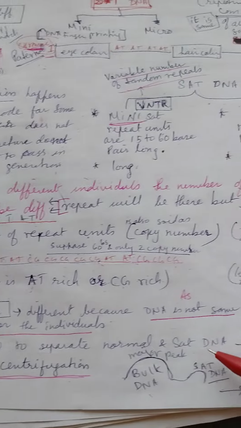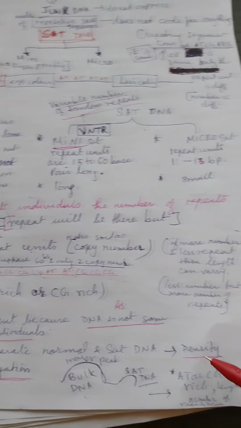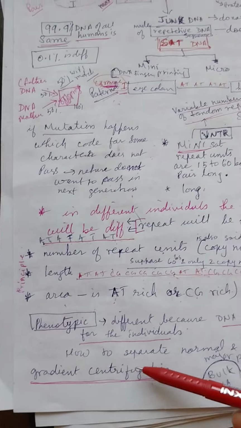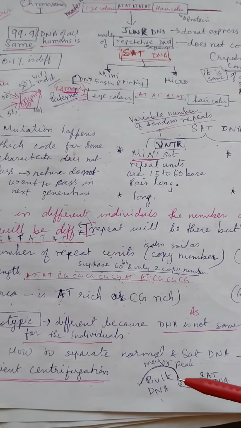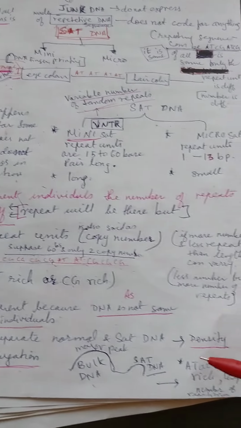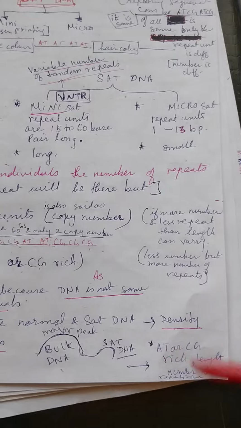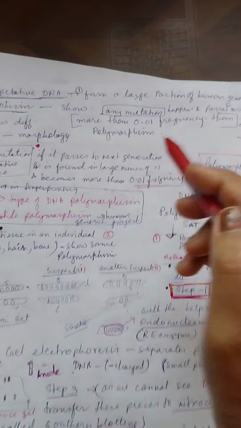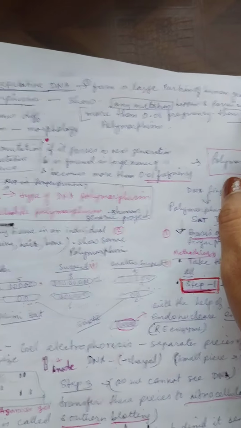How to separate normal DNA from that of the satellite DNA? This is done with the help of density gradient centrifugation. The major peak will be formed of bulk DNA and the smaller pieces will be that of the satellite DNA. Satellite DNA means the repetitive sequences of the DNA which form a large portion of the human genome.